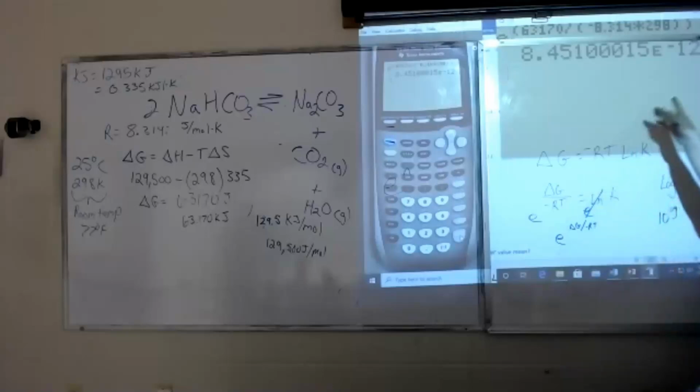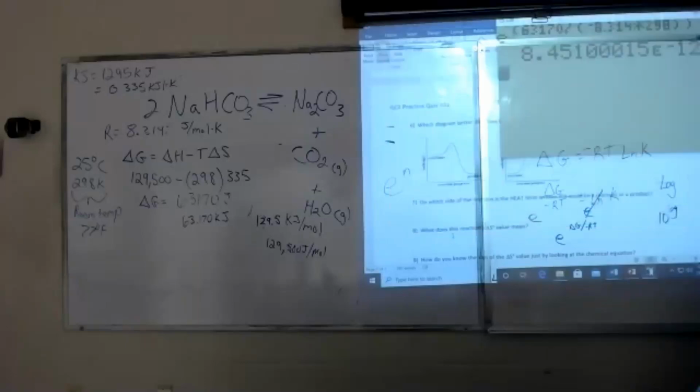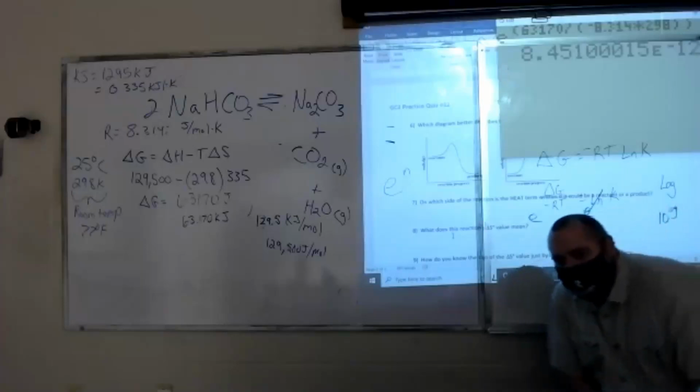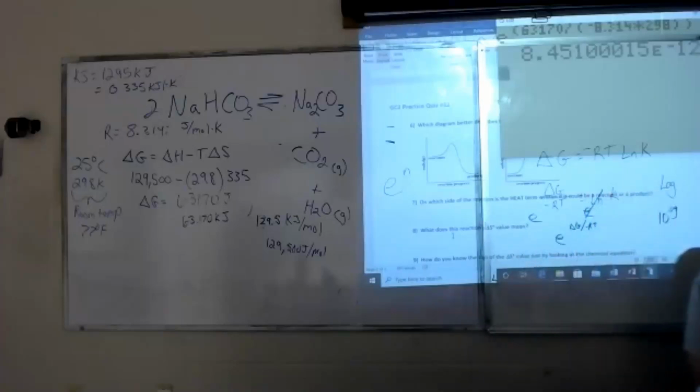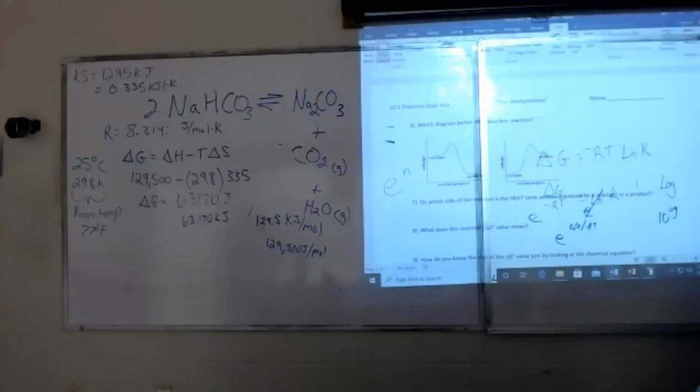Almost, right? So this is on the reactant side. This reaction gave 8.45 times 10 to the minus 12. That's what I got, unless somebody got something different. And it favors reactants.